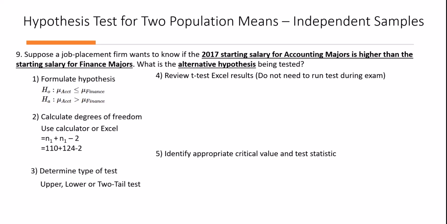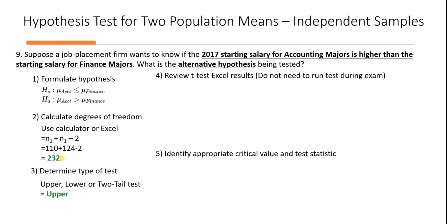Calculate the degrees of freedom. When we're dealing with two population means, the degrees of freedom is going to be n1 + n2 - 2. In this case, the sample sizes are 110 and 124, and then we're going to subtract 2. You need to determine the type of test. The reason this is important is because you need to know what type of test you're working with, so when you're reviewing the t-test output, you will refer to the correct numbers. We know that this is pointing to the right, so this is going to be an upper tail test.